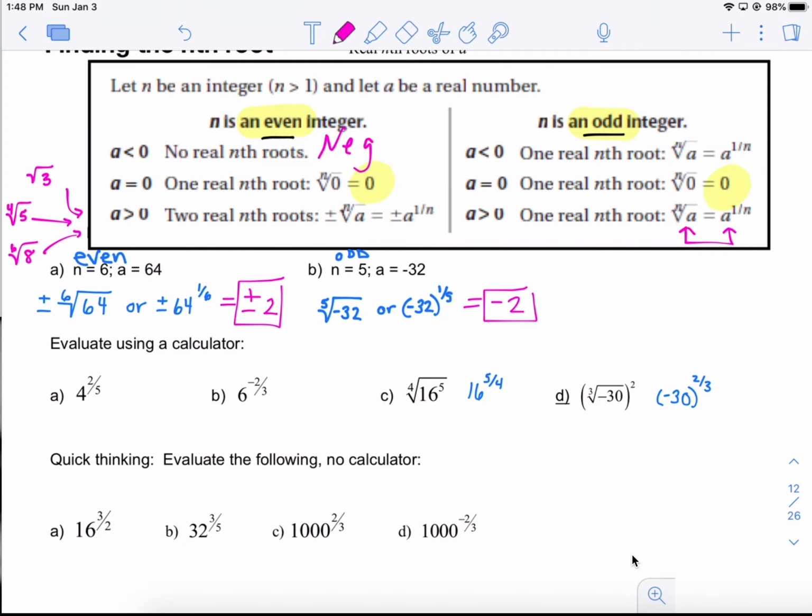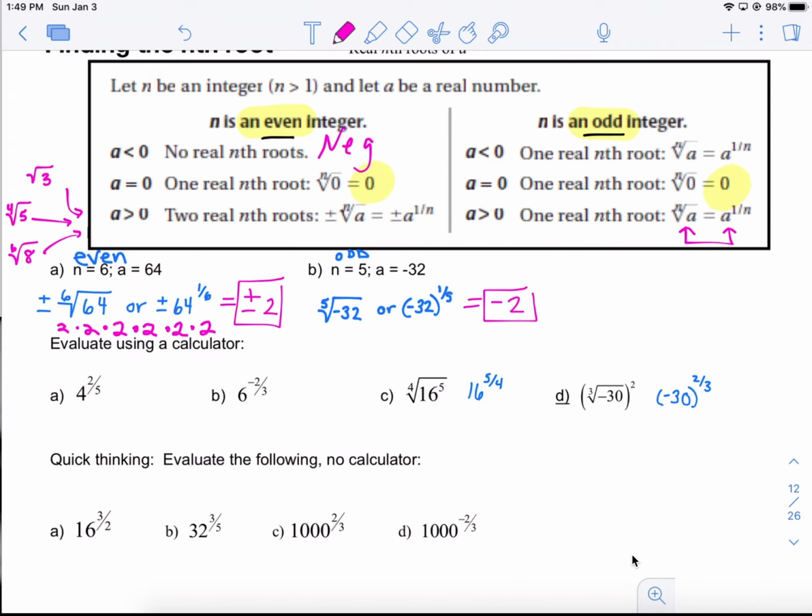If I tell you the index, the n, is 6, that means I'm doing a 6th root of 64. Since n is even, I would need to know that my answer is a plus or minus. I have 2 different options. What this is saying is what number multiplied by itself 6 different times would give you 64. Well, if I do 2 times 2, that's 4, times 2 is 8, times 2 is 16, times 2 is 32, times 2 is 64. So the 6th root of 64 is 2, but I put the plus or minus with it, okay?